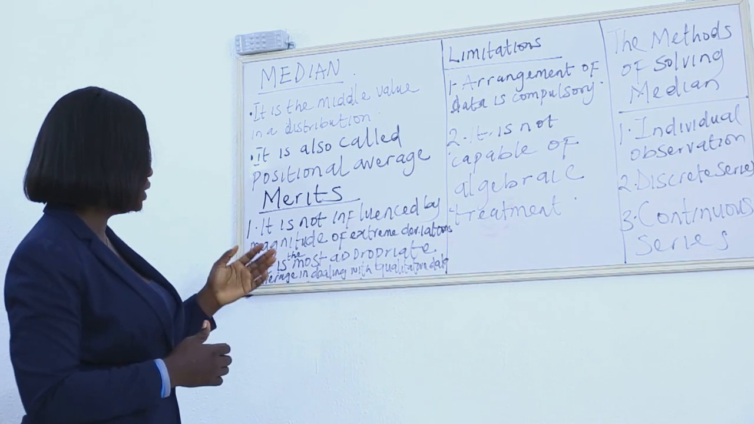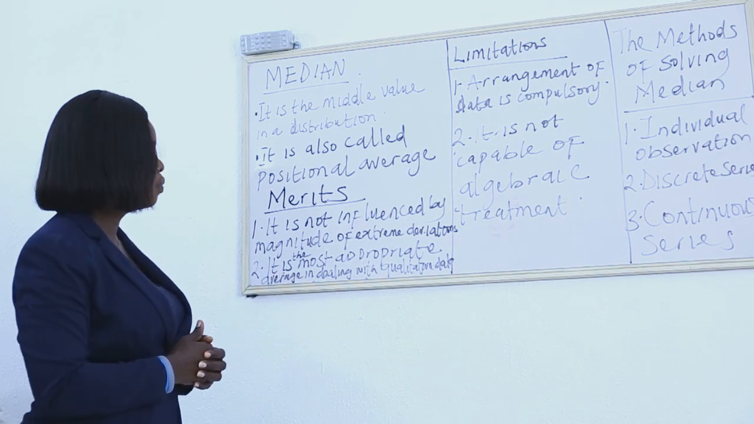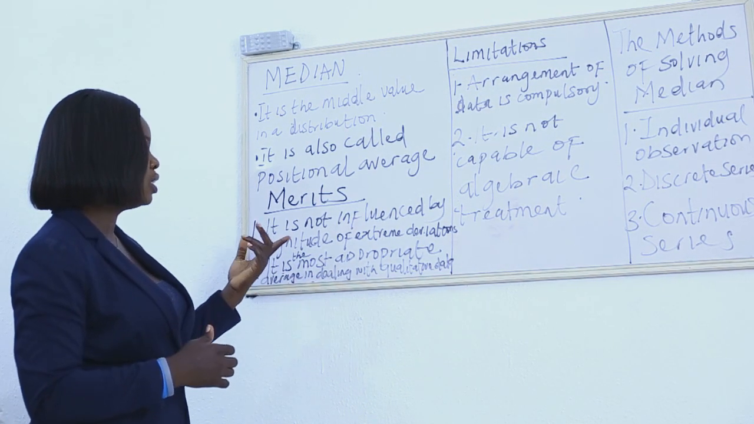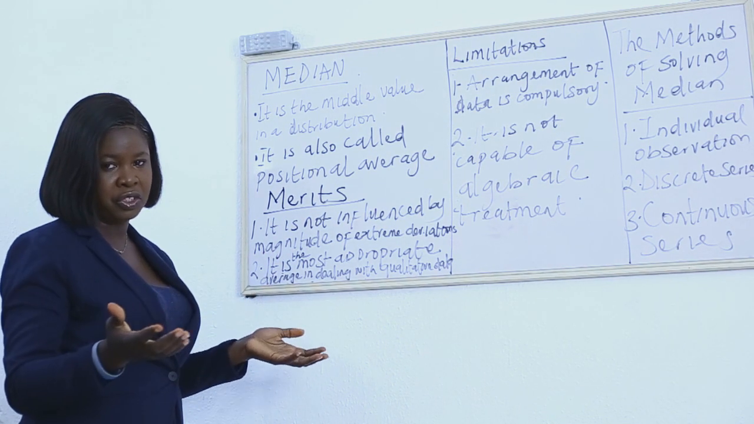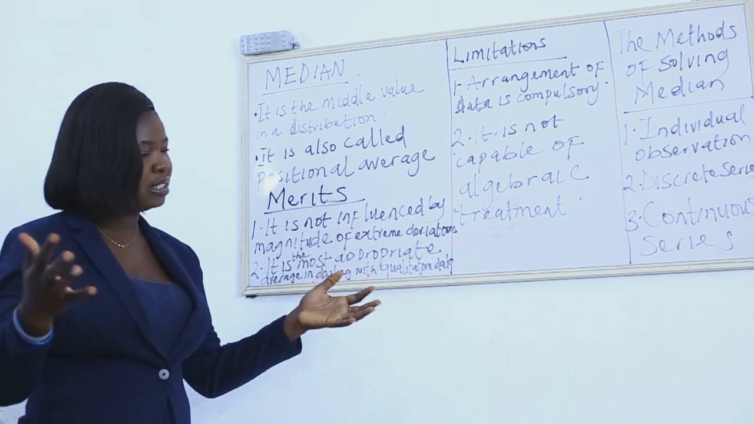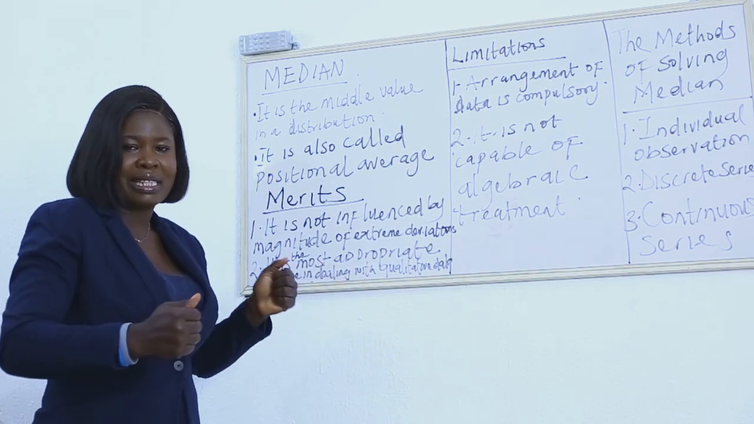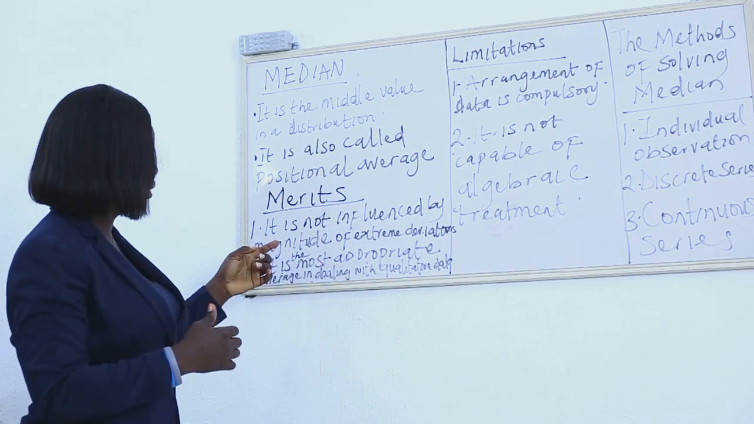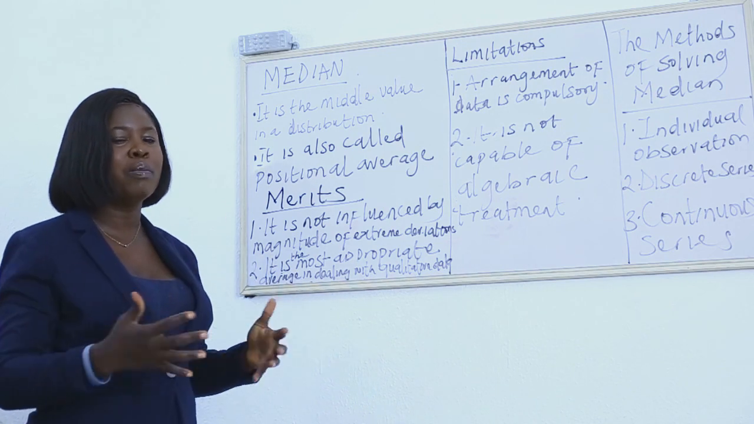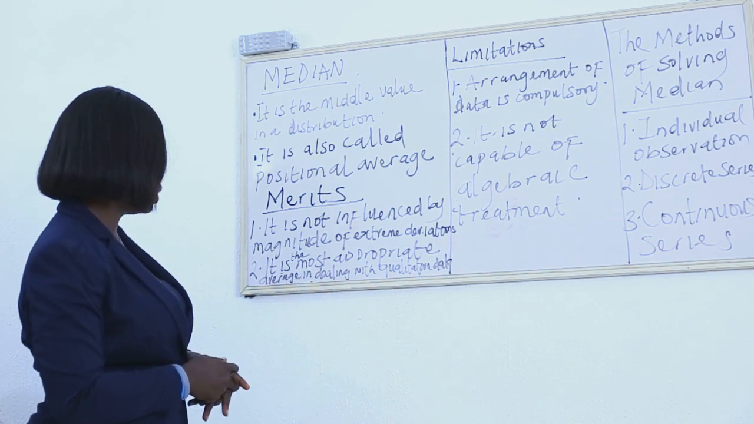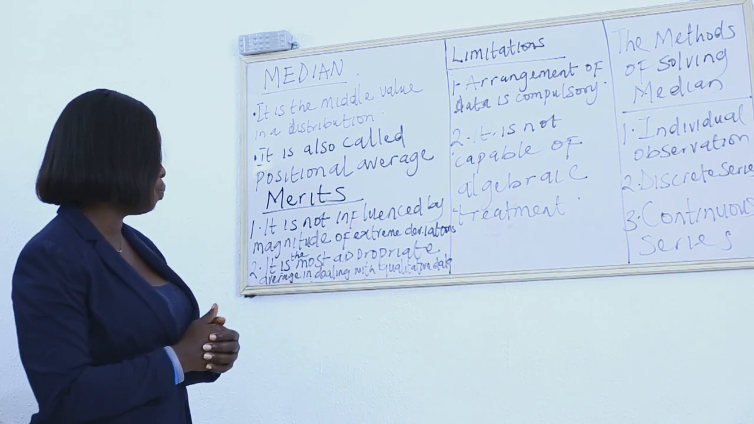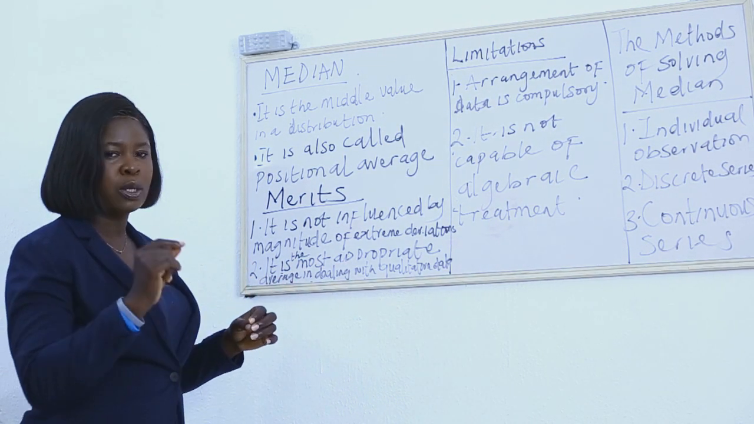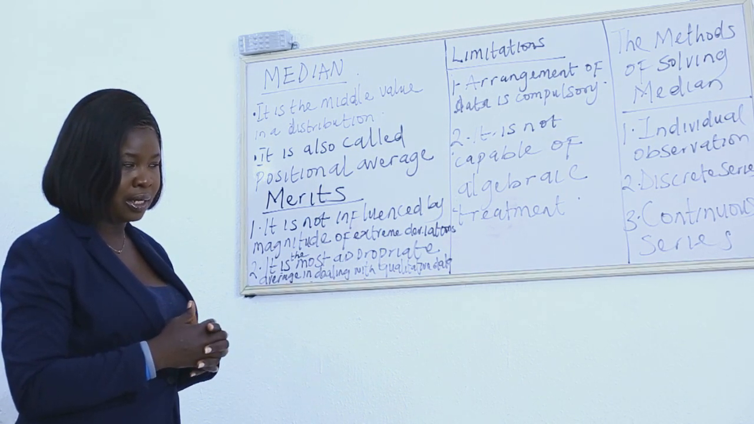What are the merits? Basically, I've written two merits down, and the first merit is it is not influenced by the magnitude of extreme deviation when the values are large. Median is not scared. It stands firm, it can accommodate no matter how big the values are. Then secondly, another merit of median, it is the most appropriate average in dealing with qualitative data.